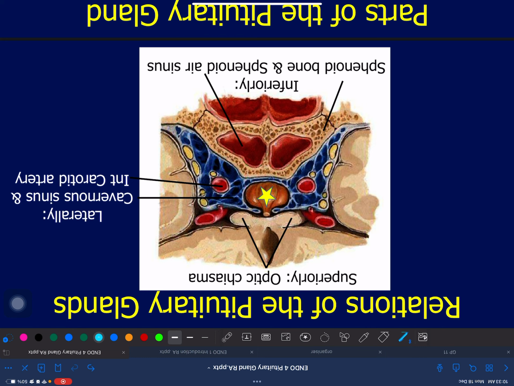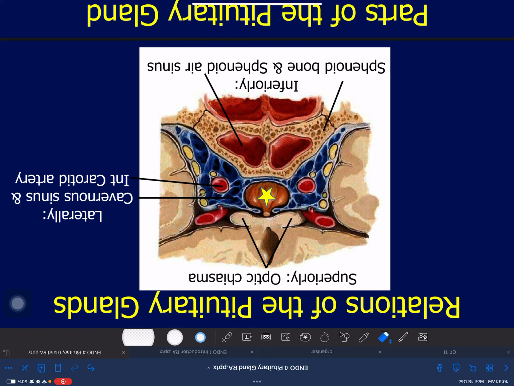Laterally there is the cavernous sinus and also the internal carotid artery. The cavernous sinus is part of the venous system in the CNS. This is important because it can communicate from the brain towards the lower parts of the neck. That is why, if any infection in the cavernous sinus spreads into the brain, it is dangerous. It is an important area.